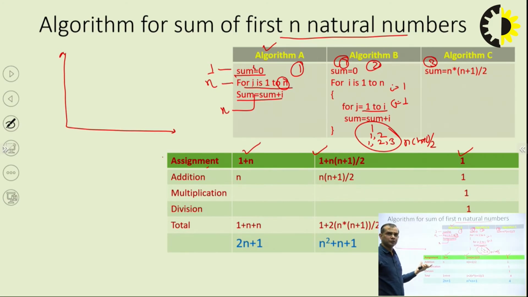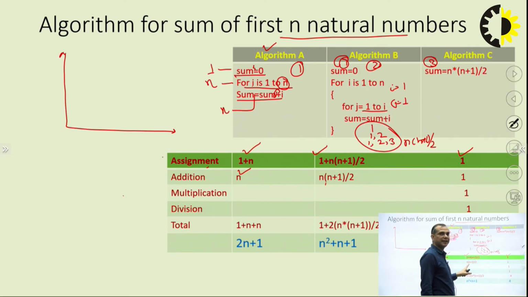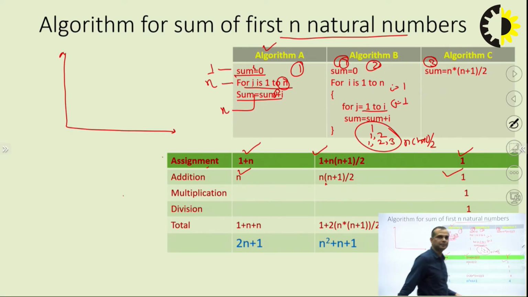Now what do we use? Addition. How many additions? Where is addition? This is inside the loop, so it will be n times. Again the same here, addition is here, so it will be n into n plus 1 by 2. Here, how many times? One time, so it is repeated here one time.